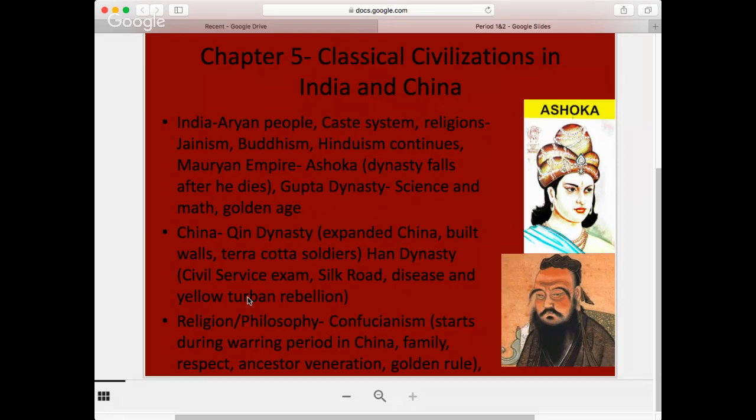But this is also when, at the end of period 2, disease comes in, they have a rebellion, and then China also falls. Also in China during this is when Confucianism is really spreading more. So we see it start in period 1, but it really spreads in period 2. And again, just this emphasis on family, respect, ancestor veneration, like we saw when we watched Mulan.